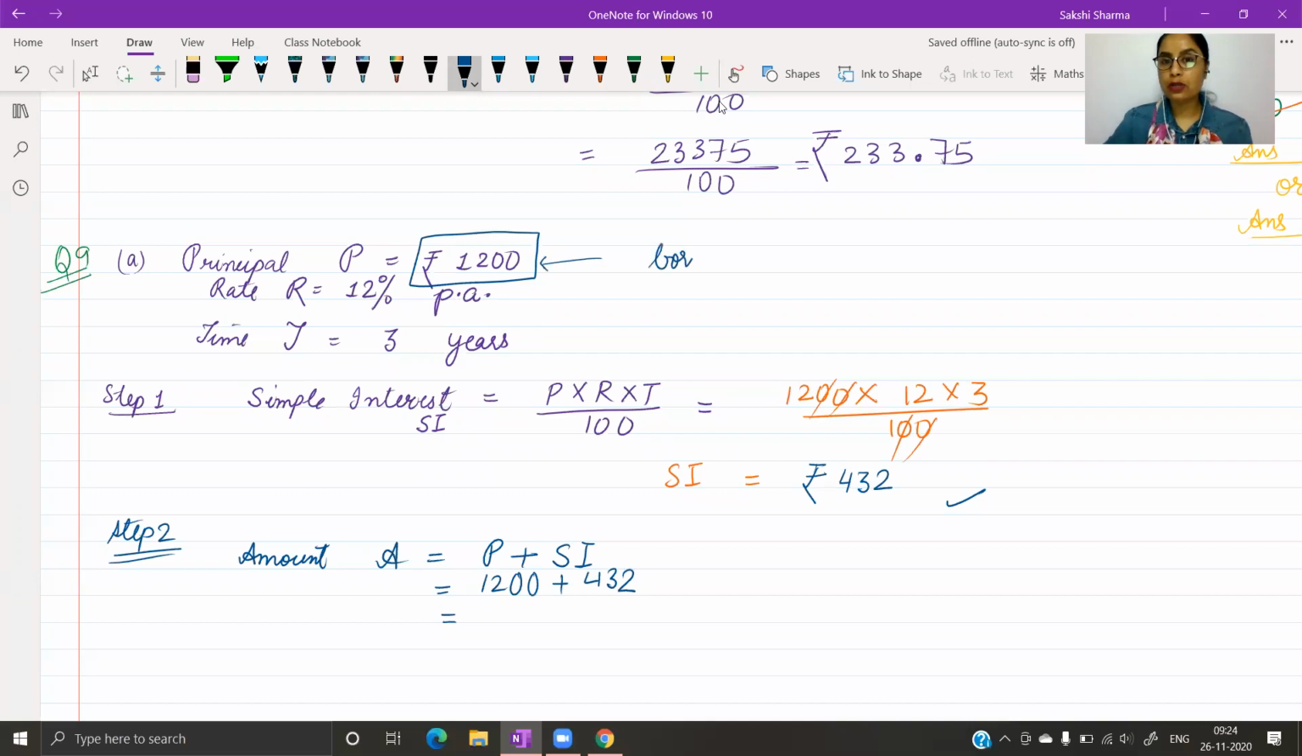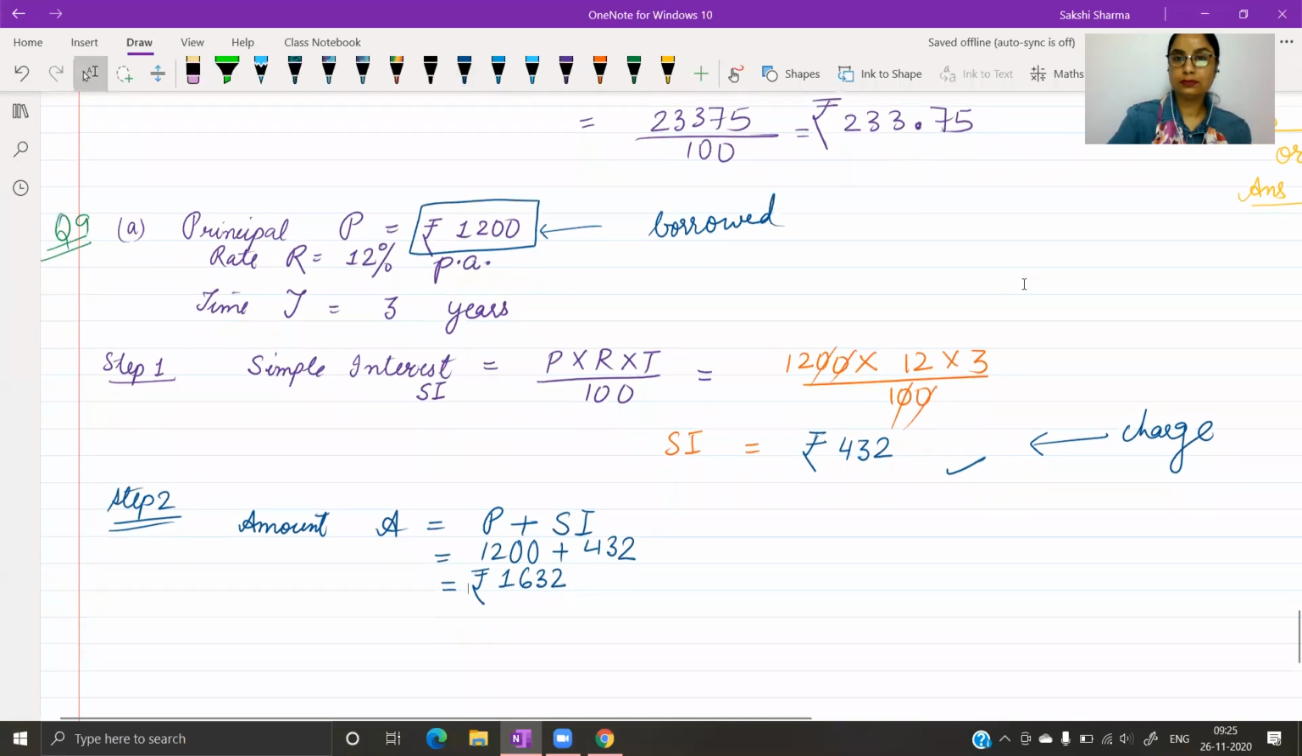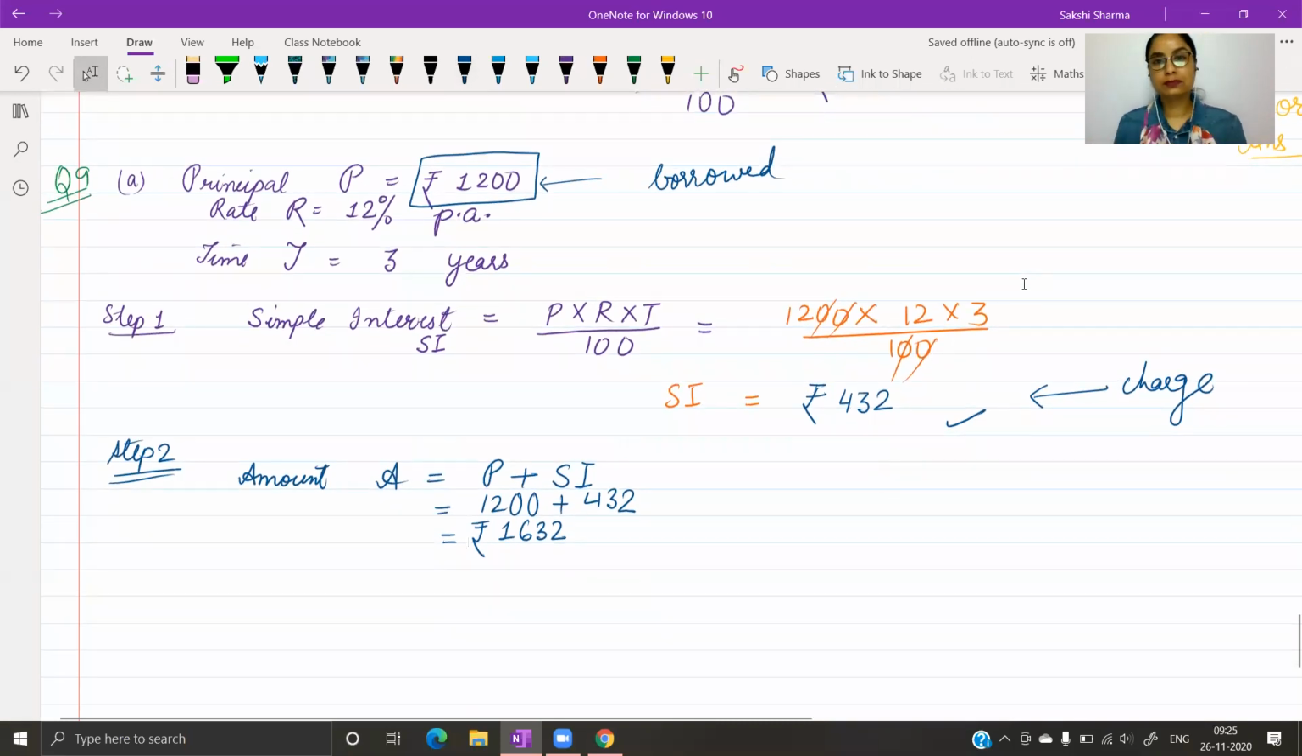This is the borrowed amount and this is the charge. What will we do to return? Both things, we will add them. Yeah. So the answer will be 1,632. Try the next one.